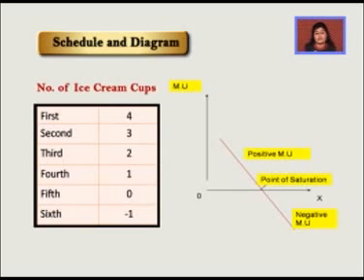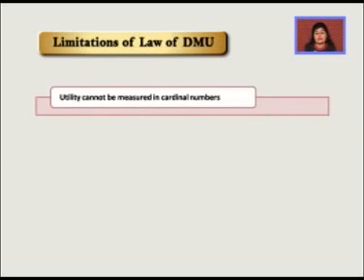Now, this law of diminishing marginal utility, dear friends, has some limitations. Everything has its pros and cons, and so does the law of diminishing marginal utility. First of all, the critics have criticized the concept that utility can be measured in cardinal numbers. Do we always measure the things we consume in cardinal numbers? Do we assess their utility in cardinal numbers? No. In practical life, we are not doing it. So we can say that utility cannot be measured in cardinal numbers.